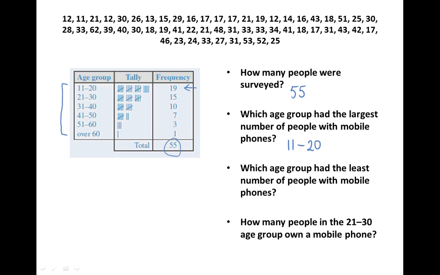Which age group had the least number of people with mobile phones? So we're looking at this category here, which is the over 60s, or I suppose we could be saying the 61 to 70 age group, or as we've called it, over 60. And how many people in the 21 to 30 age group own a mobile phone? So this time we're looking over here and we're heading across and we'll see that it's 15. Very easy to answer these questions once you've got them into a frequency distribution table.